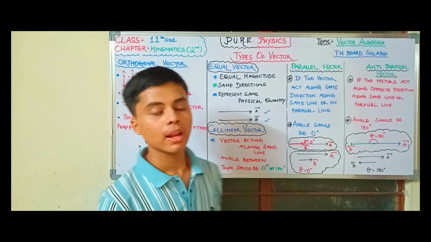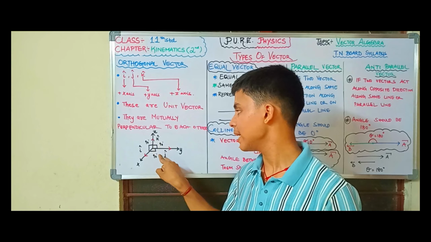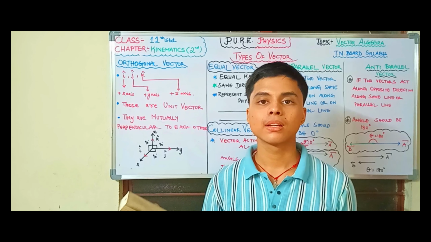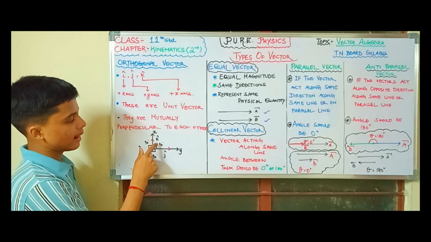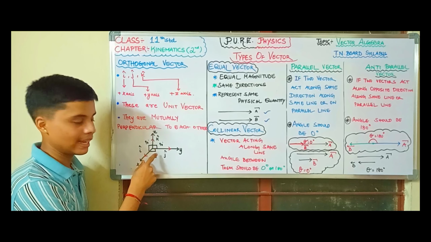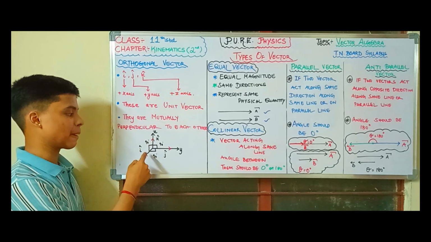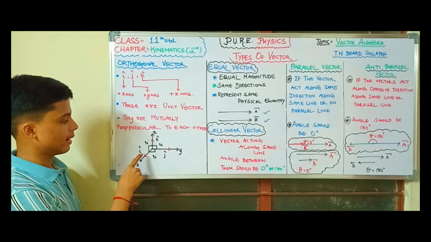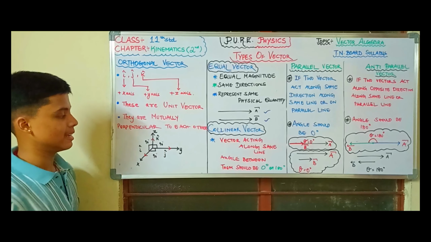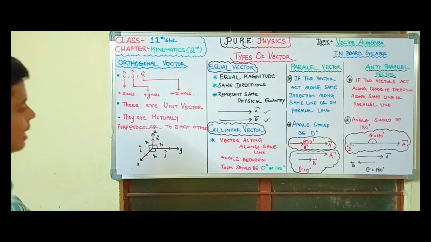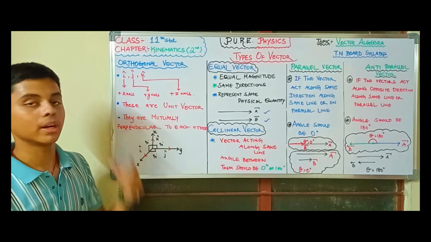When two vectors are mutually perpendicular to each other, they are called orthogonal vectors. So here j cap and k cap are mutually perpendicular to each other, which is 90 degrees. And here i cap and k cap are also mutually perpendicular, and here i cap and j cap are also mutually perpendicular, which is 90 degrees. Therefore all these three vectors are mutually perpendicular to each other, and therefore they are called orthogonal vectors.